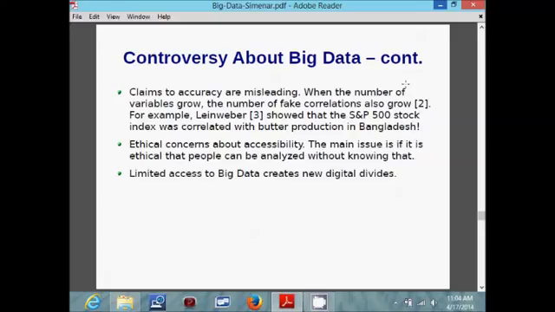Another issue. Limited access to big data creates a new digital divide. Companies that have access to big data can use it to do their analytics and make decisions based on that data and improve their situation, competitive advantage. But companies that don't have access to the big data will not. And this will make a big gap between the companies. New digital divide.